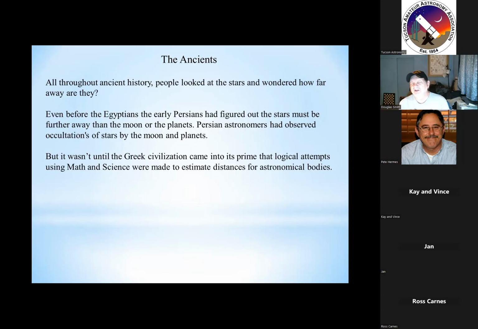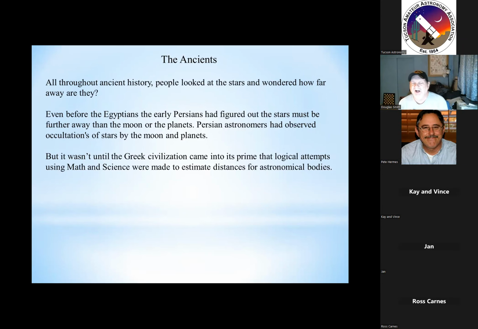It's because they were able to observe occultations where the moon would pass in front of a star, or the moon would pass in front of a planet, or sometimes they'd see a planet pass in front of a star, like Mars would block out a bright star, or Jupiter. And therefore they knew at least the stars were farther away. They had no idea how far away. They just knew they were farther away. It means the moon was closest. The moon was closer than the planets, which were closer than the stars. That much they had figured out.